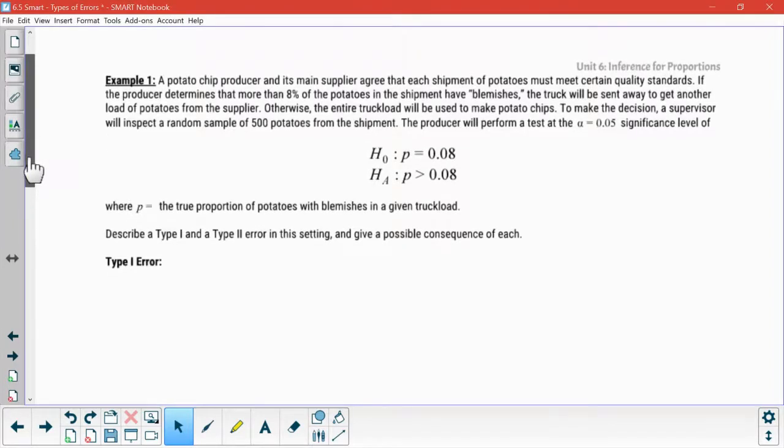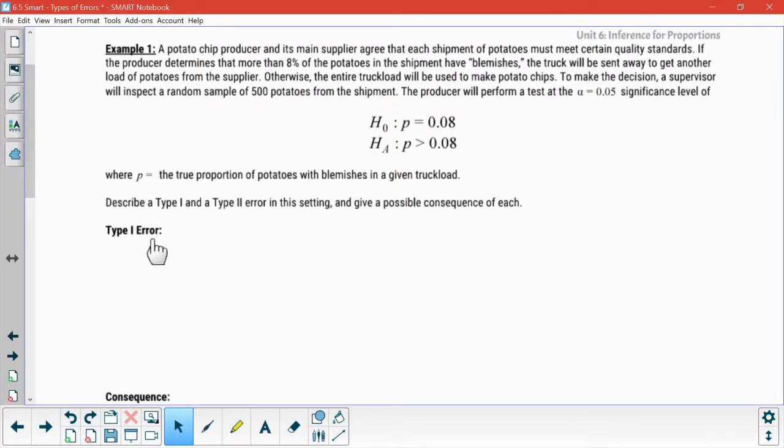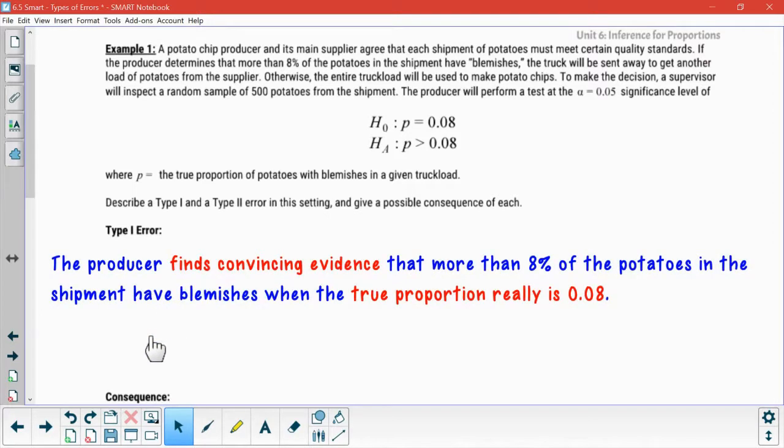So remember that a type 1 is when you are rejecting the null hypothesis. So a type 1 error in this case, and again, with anything in statistics, you want to put it into context. Don't just say, I rejected the null when it's true. They're not going to give you credit for that. You have to put it into the context of the question.